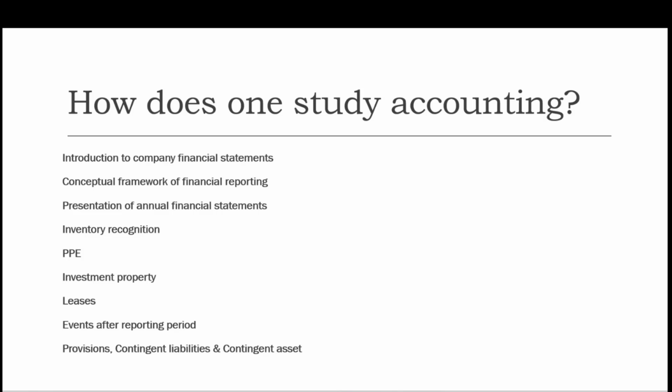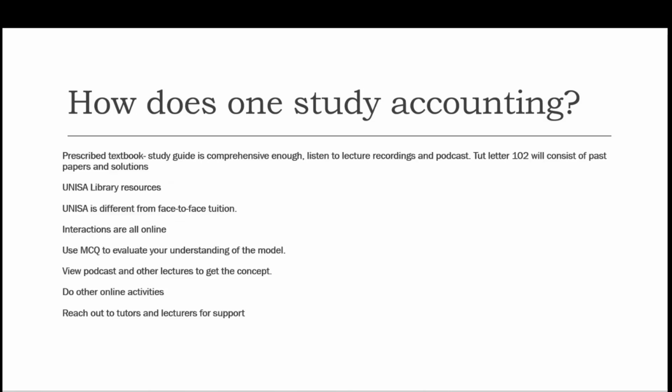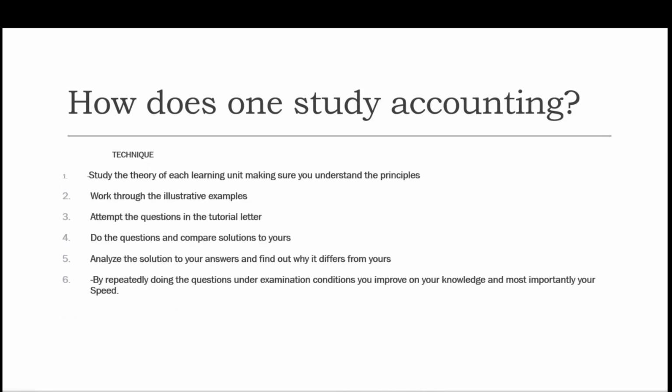Cool. Okay, so we will talk about the introduction to company financial statements and the conceptual framework. For preparing financial statements, there are certain frameworks that guide us. Then the presentation of the annual financial statements. There we've talked about inventory, property, plant and equipment, investment property. We'll look at all these items. Then business combinations, accounting for a subsidiary, accounting for an associate, accounting for a joint venture. We will look at all that. Prescribed textbook, I think you guys have that information.